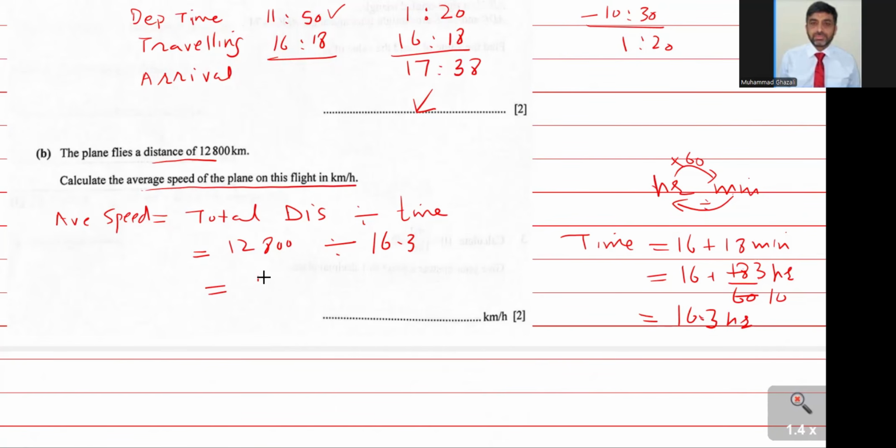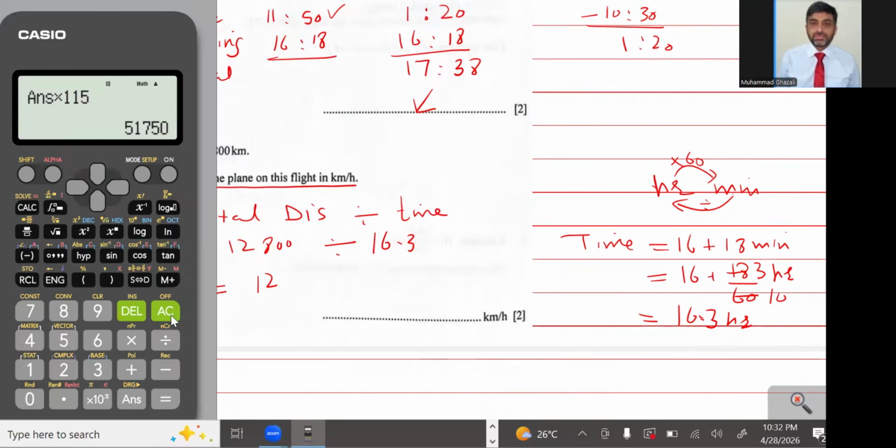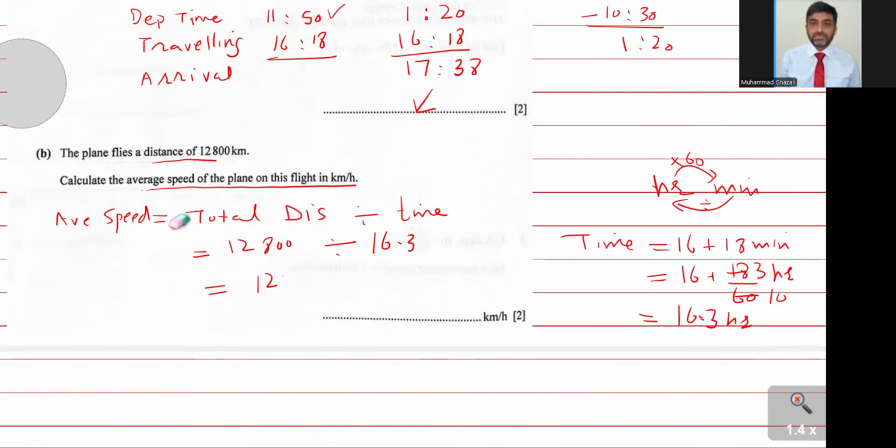This will be equal to 12,800 divided by 16.3. We get the value 785.2. Therefore, 785.2 kilometer per hour is the speed. And in 3 significant figures, the value 785 is the answer.